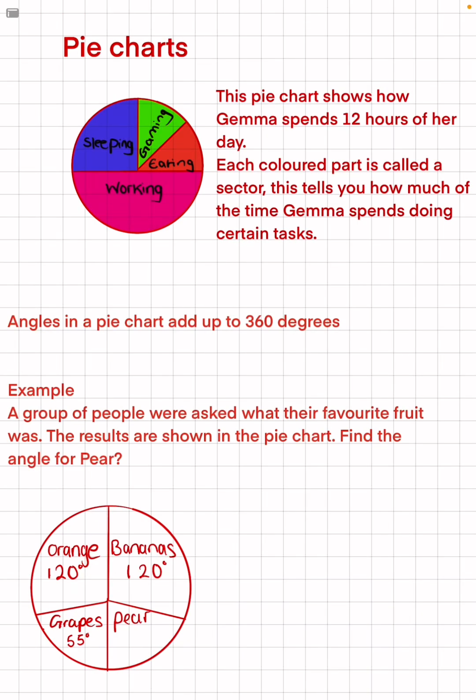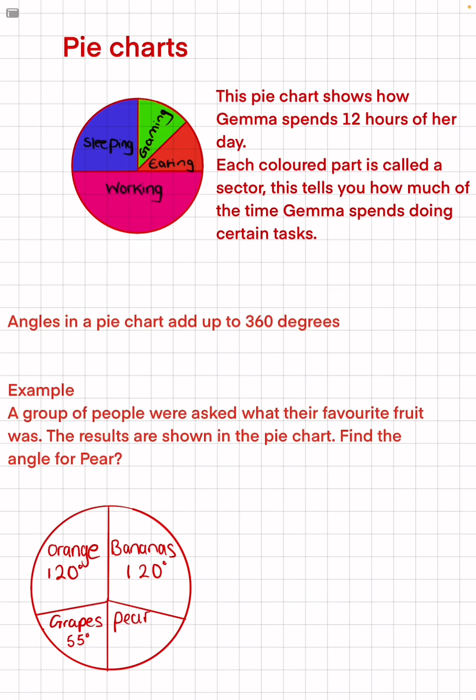In this clip, we will be looking at pie charts. Here is an example of a pie chart. This pie chart shows how Gemma spends 12 hours of her day. Each coloured part is called a sector. This tells you how much of the time Gemma spends doing certain tasks.